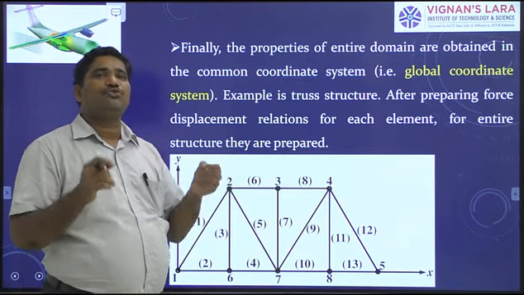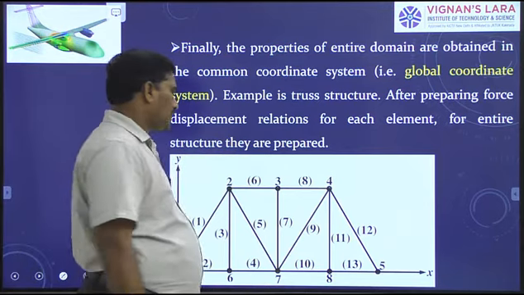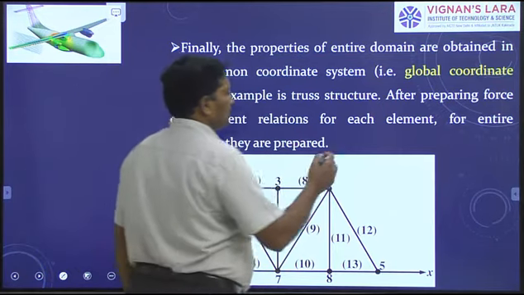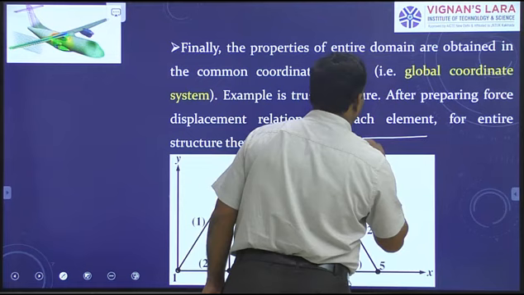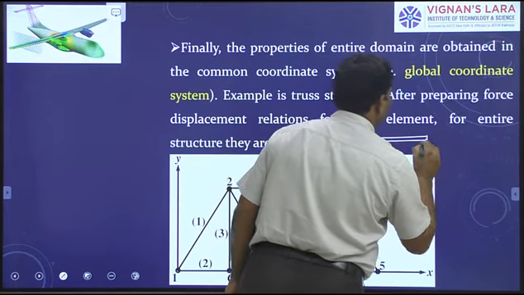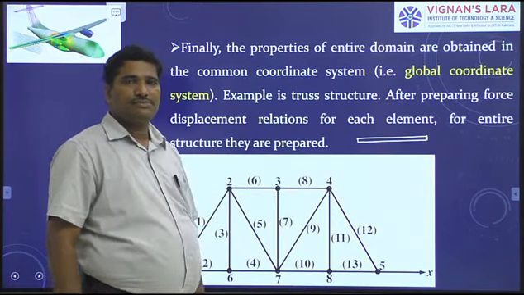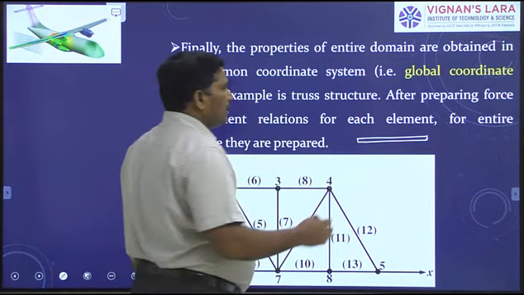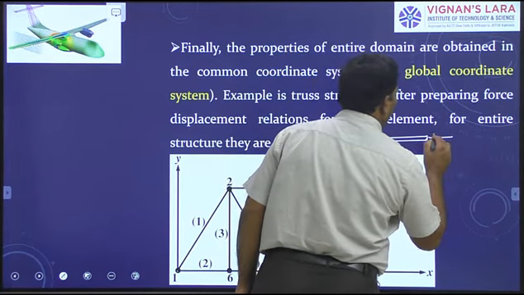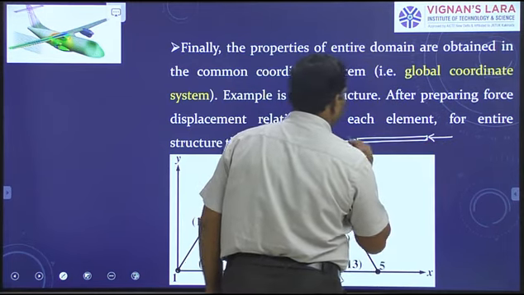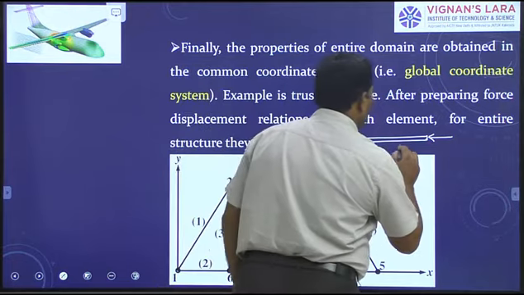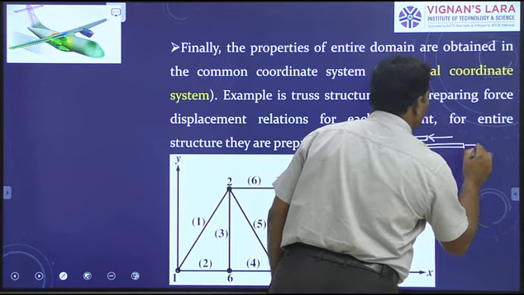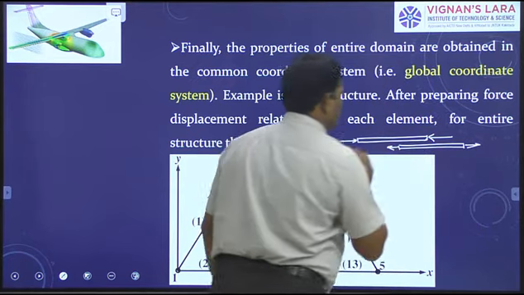A truss element is a two-force member. It is a member of uniform cross-section. It may support either compressive forces or tensile forces.